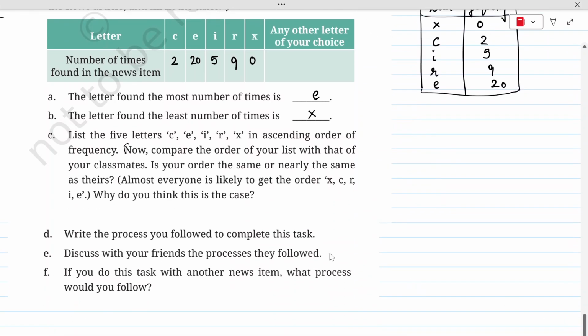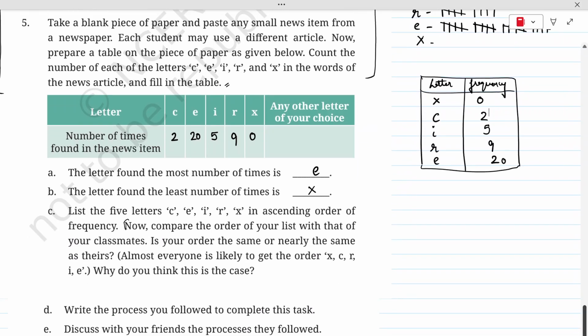Yeah. Next is, write the process you followed to complete the task. So we know how we have done this, right? Discuss this with your friend and ask what they have done. Again, you have to check with your friends how they have done this activity. Okay. Now, if you do this task with another news item, what process would you follow? Even if we do this with any other article, any other news item, we are going to follow the same thing. We can pick the letters first, which we have to identify, and the paragraph or article in which we have to identify them, and then we can find out the frequency, that is, how many times those letters are coming in that particular news item.